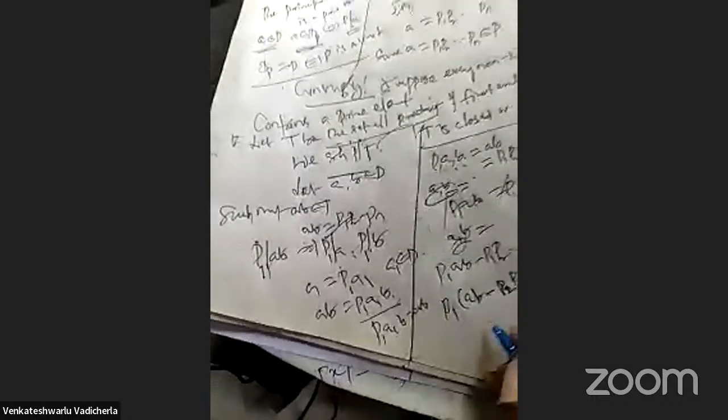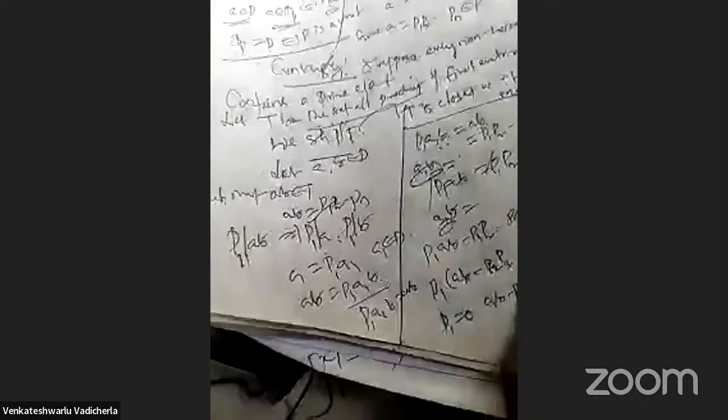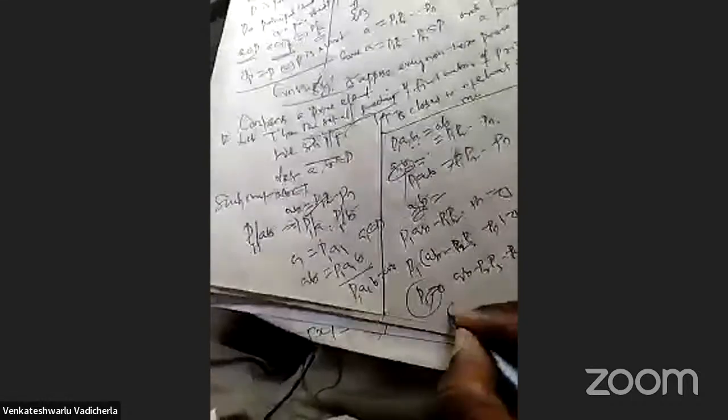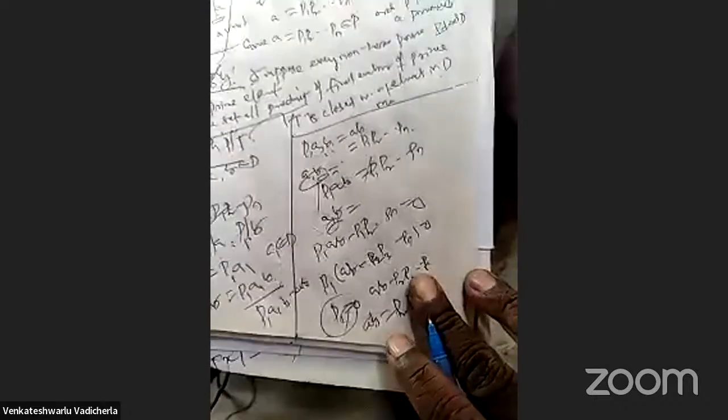D is an integral domain, it has no zero divisors, so P1 is not equal to 0. Therefore A1 B minus P2, P3 up to Pn equals 0. Since P1 is a non-zero element, it should be that A1 B is equal to P2, P3 up to Pn.